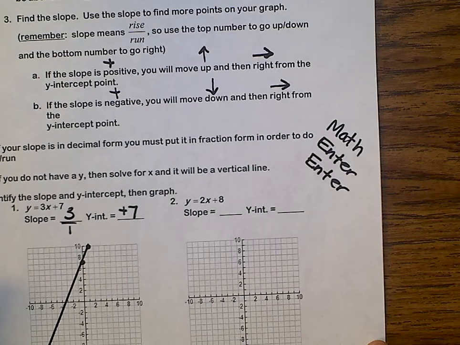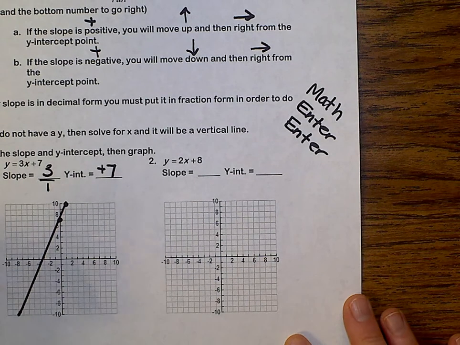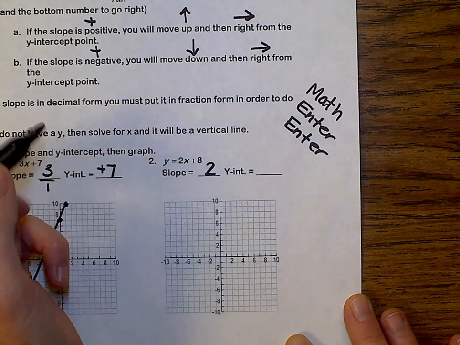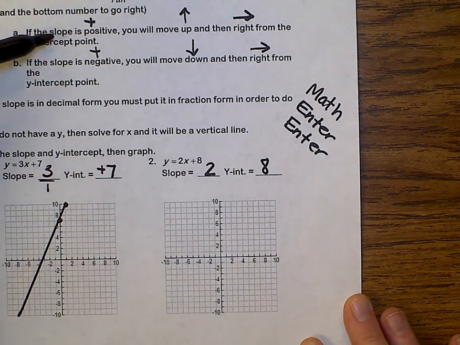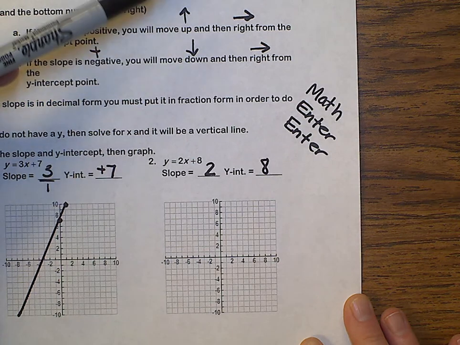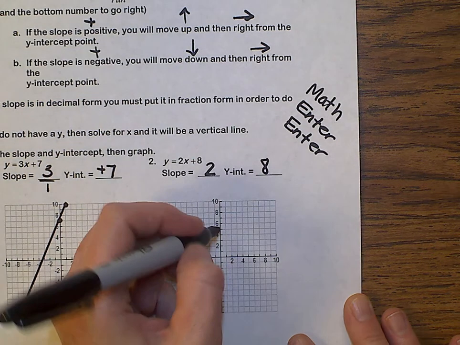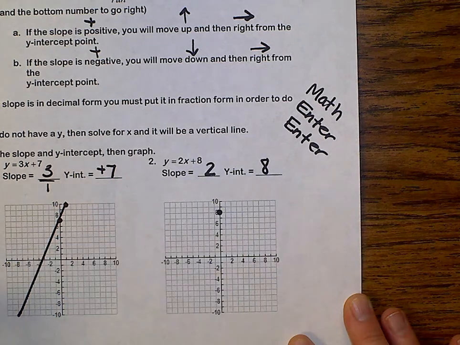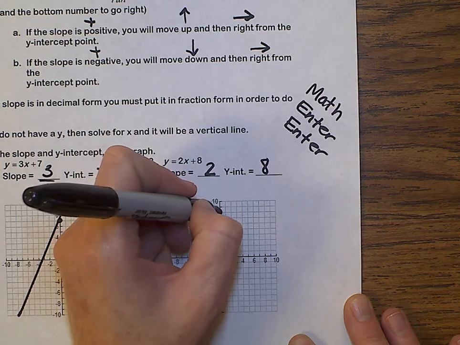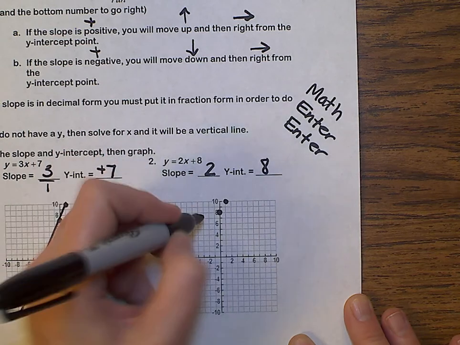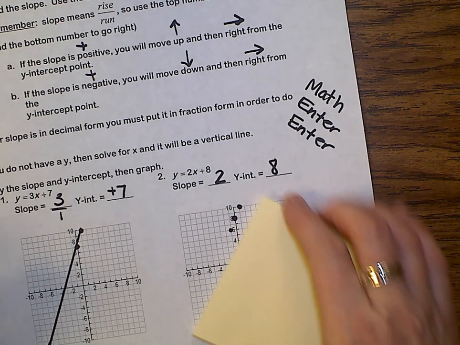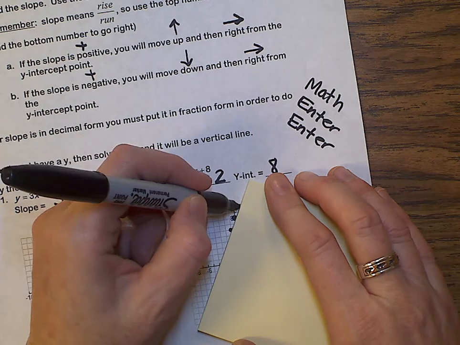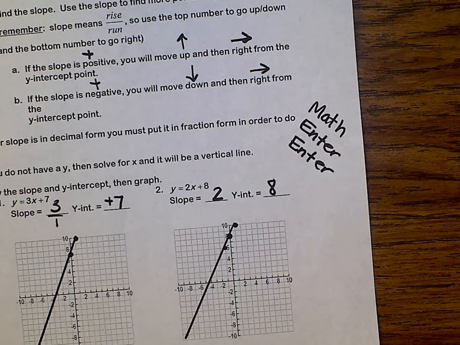So let's look at number 2. Your slope is the m, or the multiplier to the x, what's being multiplied to x. So here it's a positive 2 and a positive 8 for our y-intercept. As our notes say up here, if our slope is positive, we need to go up and then right from the intercept. The intercept is at positive 8 on my y-axis, and the 2 means I go up 2 and over 1. Or you can go down 2 and left 1. And then we just join them together, and there's our line.